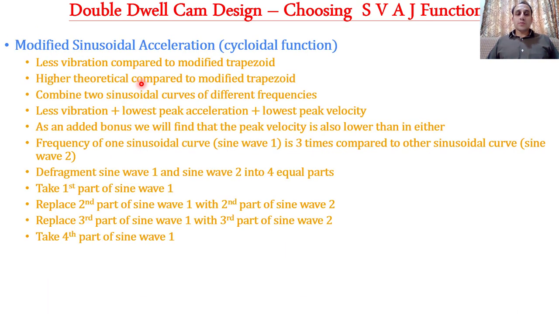There is another modification which we can do, and that is on the sinusoidal acceleration, the function which we used in example 3. So now we will modify that sinusoidal or cycloidal function. What issues were there in that function? We were getting very high acceleration. So now we will convert that sinusoidal acceleration into modified sinusoidal acceleration.